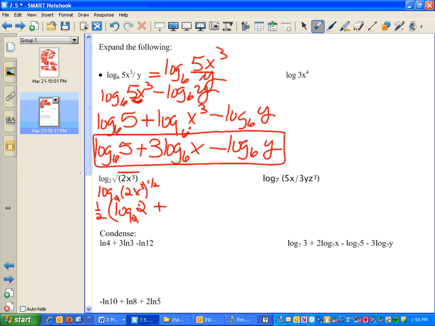but that 3 can really come out front and go 3 log base 2 of x, because there's only one little thing going on. You can distribute the 1/2. And I would have 1/2 log base 2 of 2 plus 3/2 log base 2 of x. Either way is fine, if you like to see it.